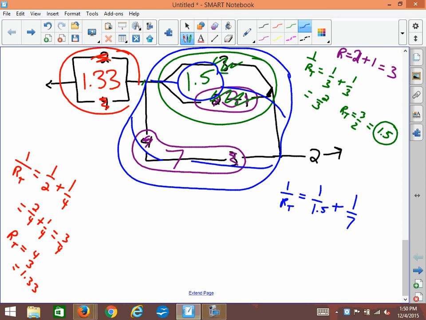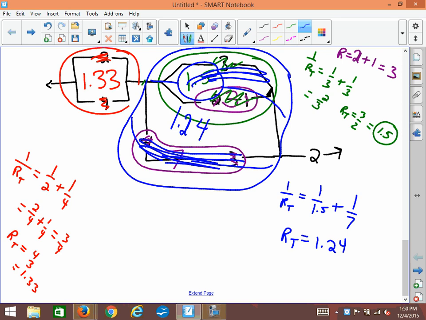When you have a decimal in the fraction, you pretty much have to use your calculator. So you press 1.5, you press your 1 over button, and then you add that to 7, 1 over button, equals, and press your 1 over button. And that means that RT for this is 1.24 rounded off. Okay, so I cross out all my numbers, and this is just 1.24.